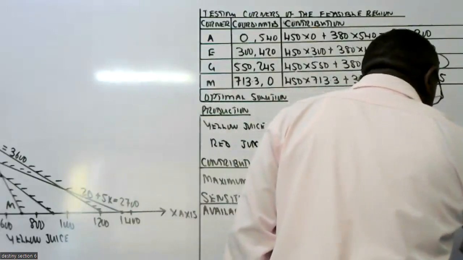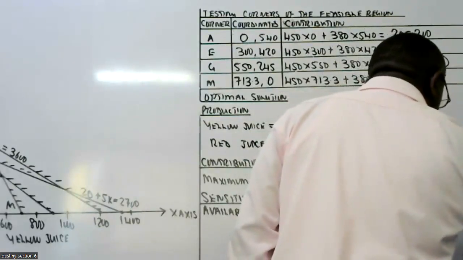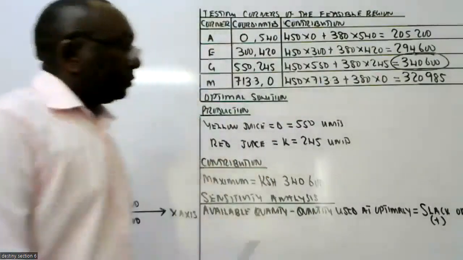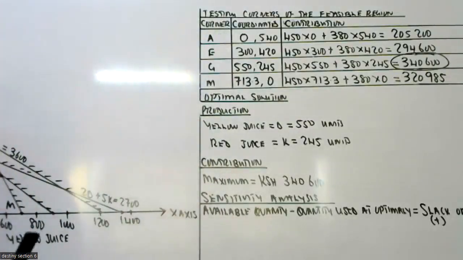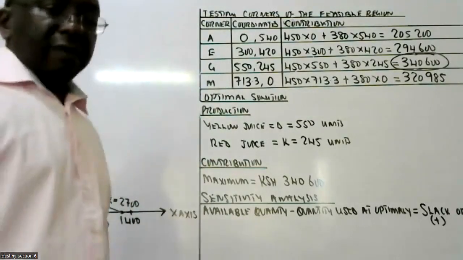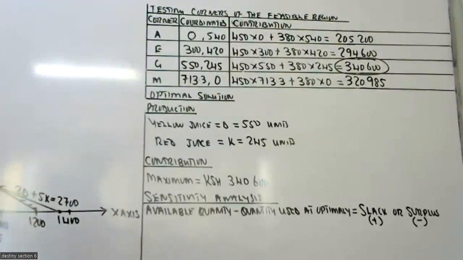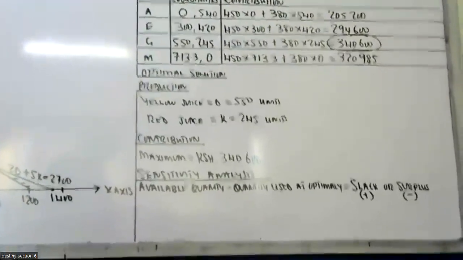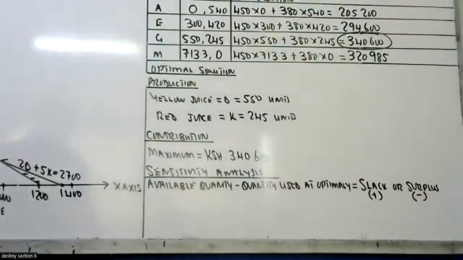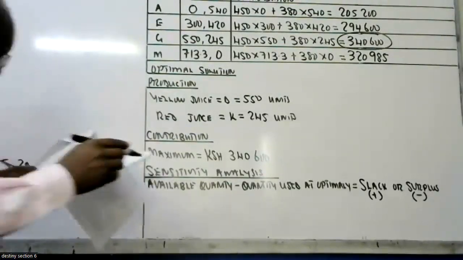or surplus if it is negative. The available quantity minus the used at optimality. If the answer is positive, that is called slack. If it is negative, it is called surplus. So if we start with the question as it has said, we get the slack for the cutting.